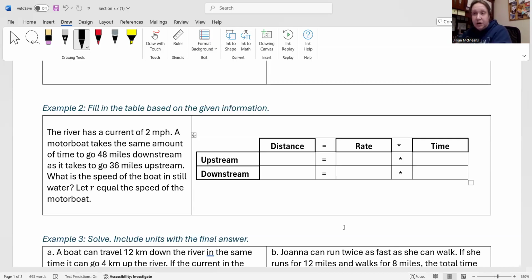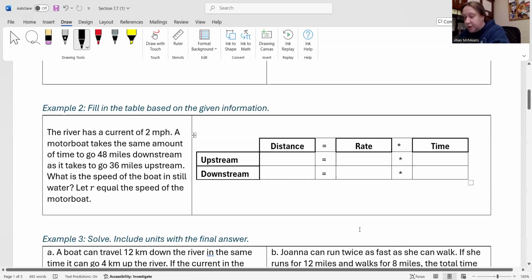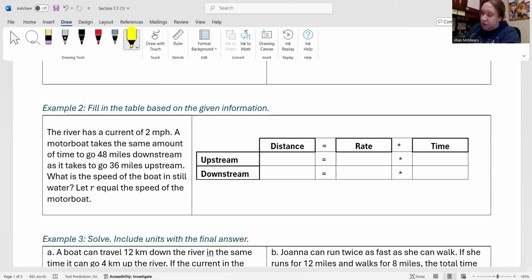The problem that we're going to look at is: the river has a current of 2 miles per hour. So there's some river out there that has a current of 2 miles per hour. A motorboat takes the same amount of time. That's super important. The same amount of time. So a motorboat takes the same amount of time to go 48 miles downstream as it takes to go 36 miles upstream. What is the speed of the boat in still water?